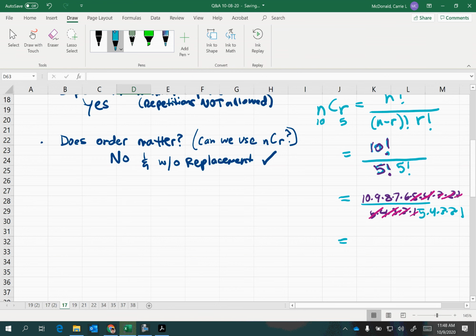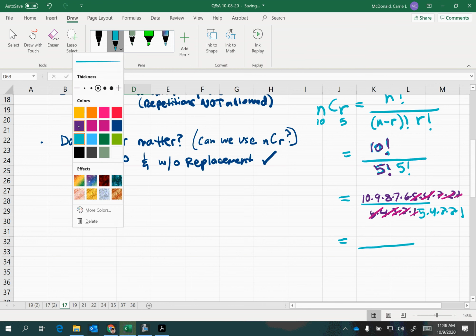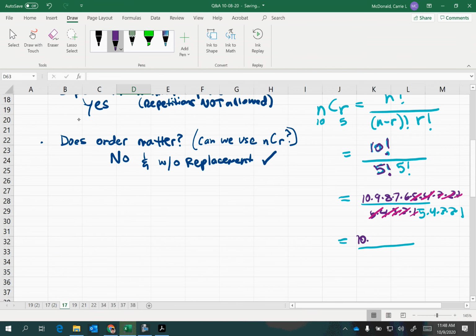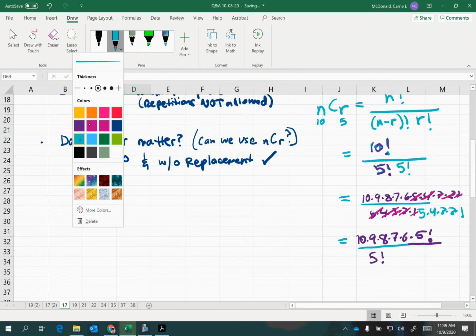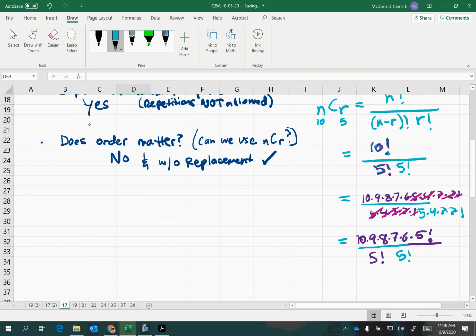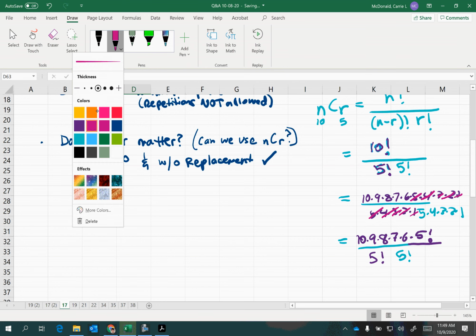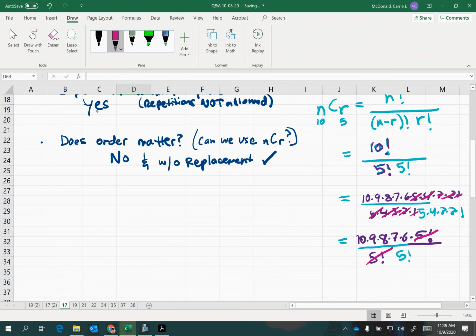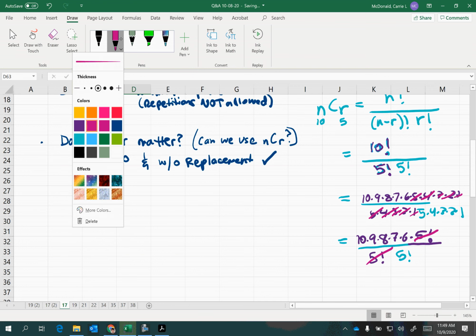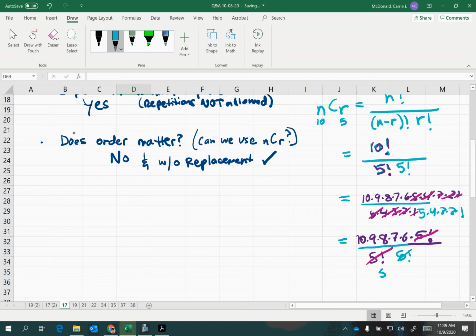So we could have said, let's do 10 factorial, but only as far as leaving it right here. Instead of listing out the rest of the 5 factorial, we're just going to leave it as 5 exclamation point. And then in the bottom, we had a 5 factorial and another 5 factorial. So then this cancels off. And now we can simplify the bottom by expanding it: 5 times 4 times 3 times 2 times 1.